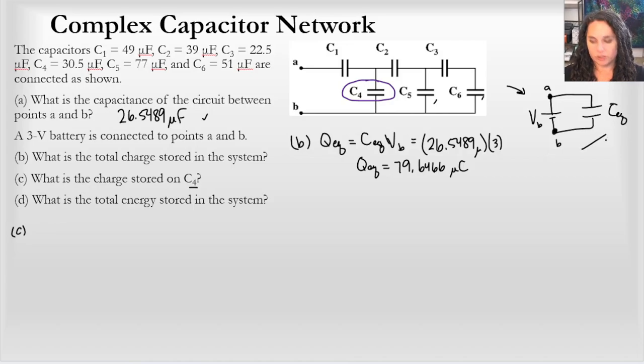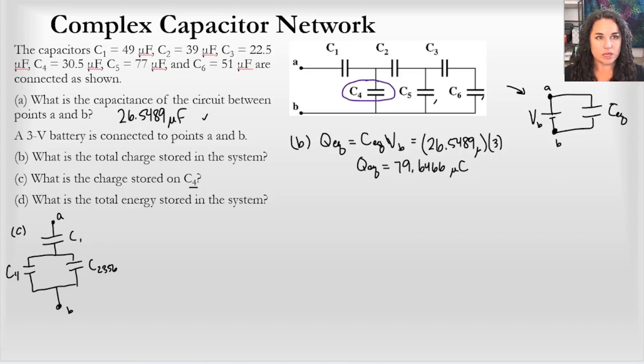This is the equivalent circuit, but I'm going to draw a simplified one. C1 is here, and then when I locate C4, C4 is in parallel with this equivalent capacitor of C2, 3, 5, 6 over here. Okay, you remember doing that earlier in this lesson. There's B and there's A.